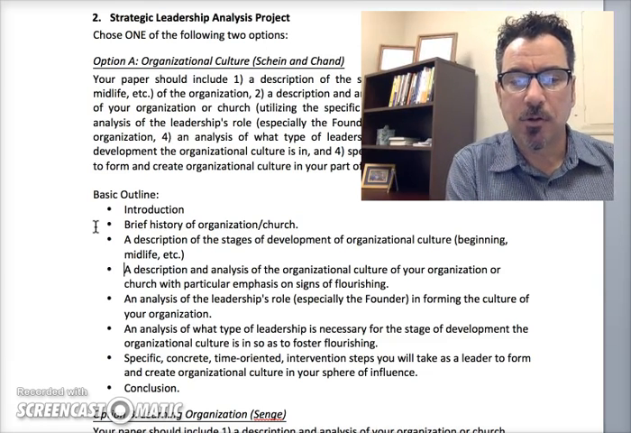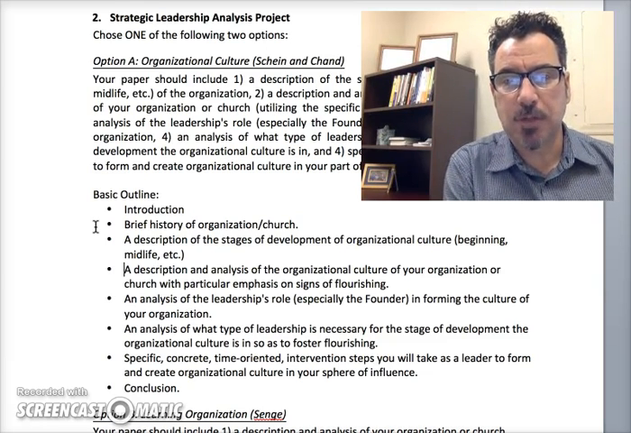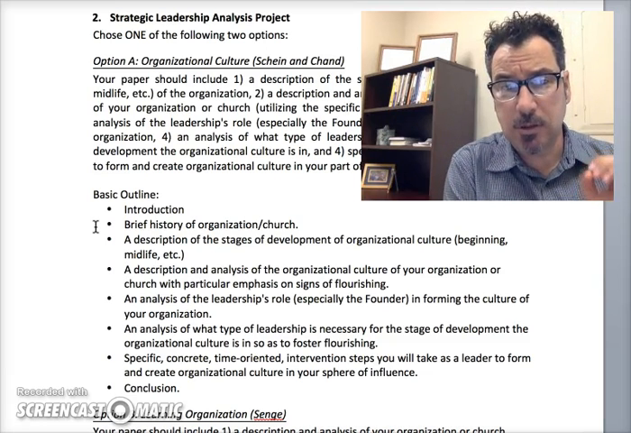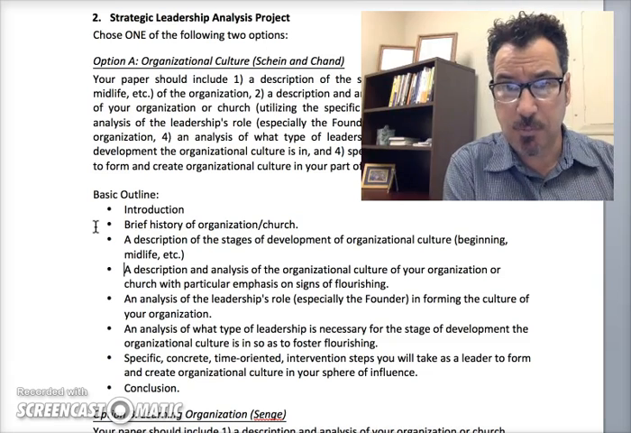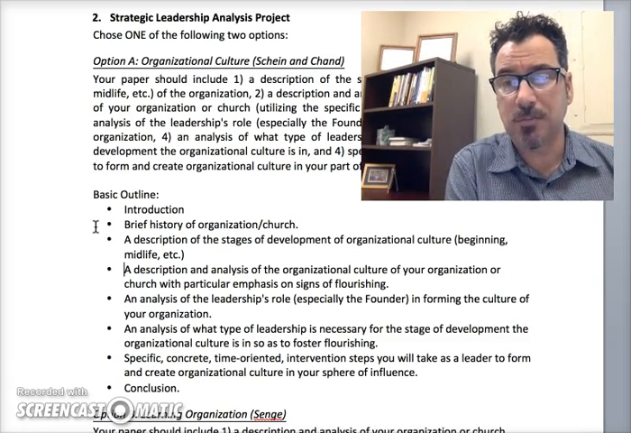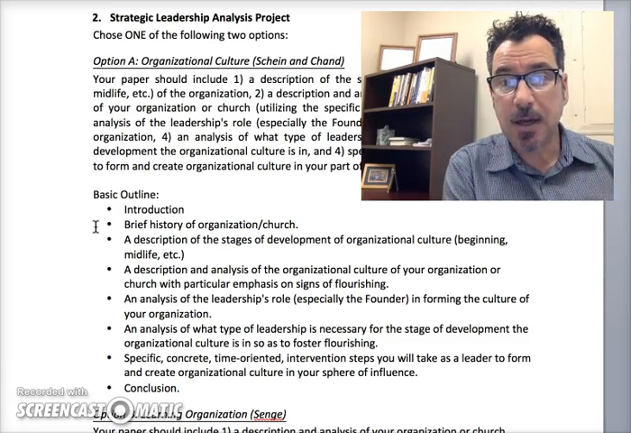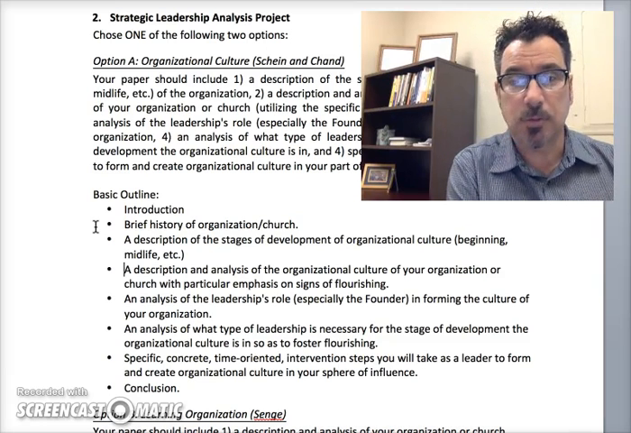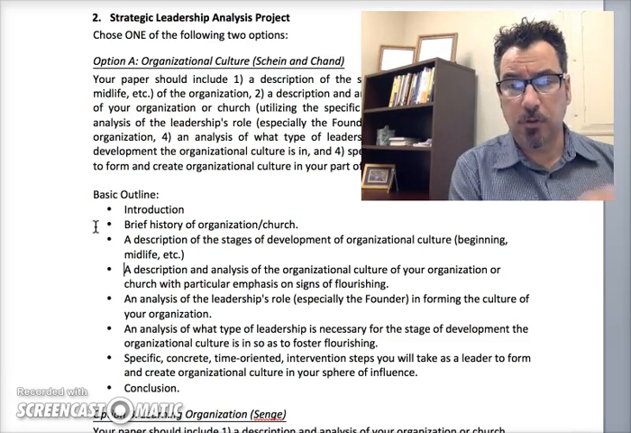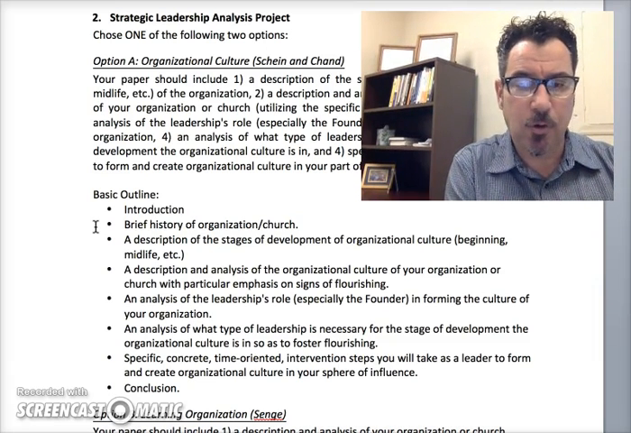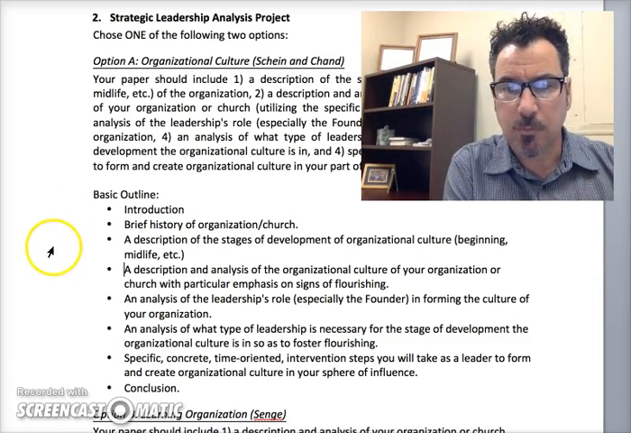So keep your history and organization brief, and focus in on salient topics, salient issues related to culture, right? So maybe you talk about the founder and his or her style. Maybe talk about some key events that really shaped the culture. So maybe your church came out of a church split or something like that. Or maybe your church is part of a larger movement, right? That would really help the reader to understand some of the cultural background issues.